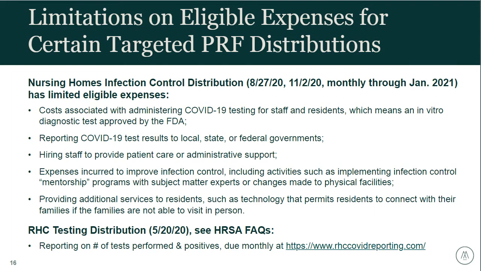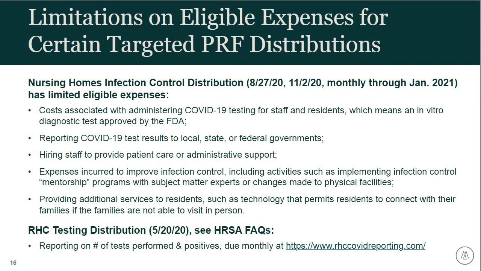And they have these 5 bullet points of what are eligible expenses for infection control. Since these are more restrictive in the use of funds, I always suggest that folks set aside certain expenses to map to these distributions before you start accumulating or determining your expenses for the more broad Provider Relief Fund reporting. So this is a good starting point if you received this distribution.